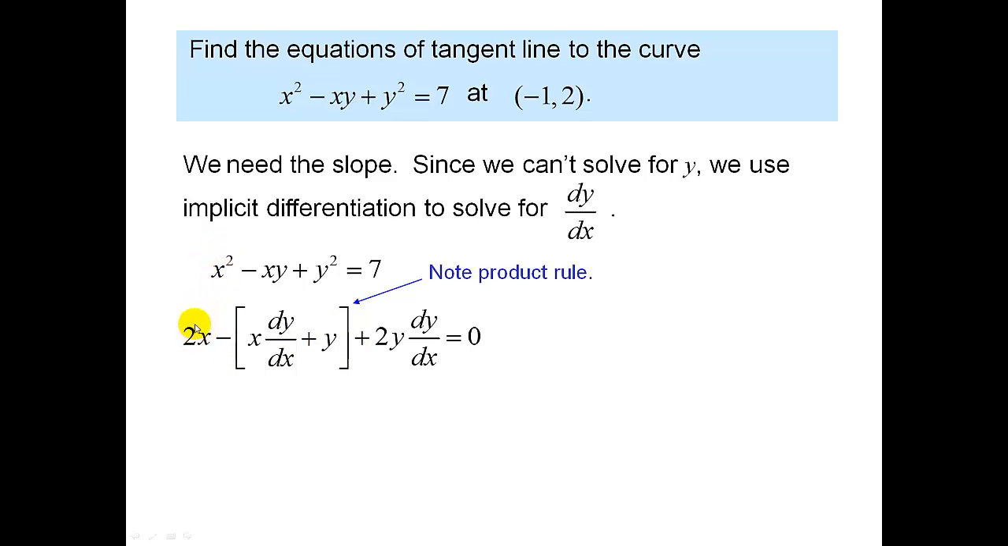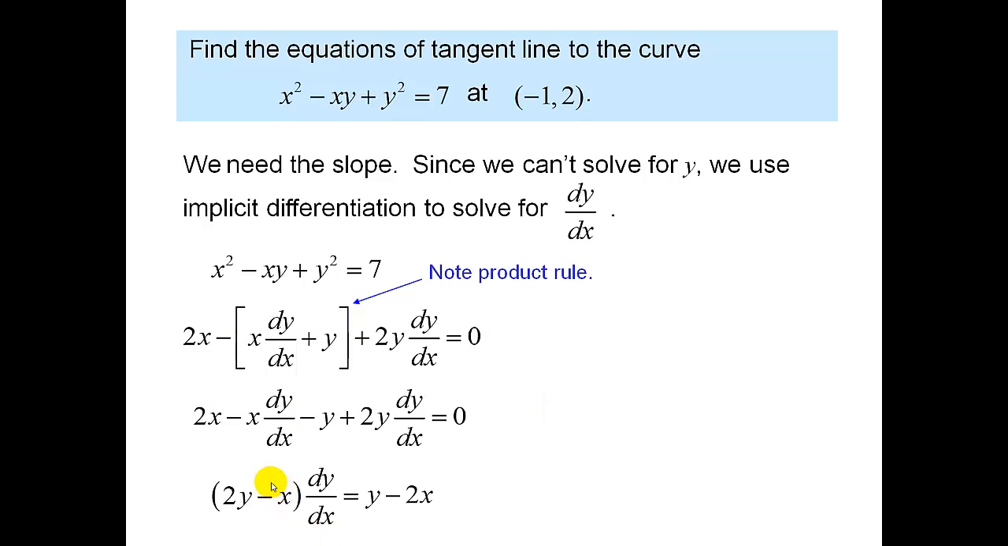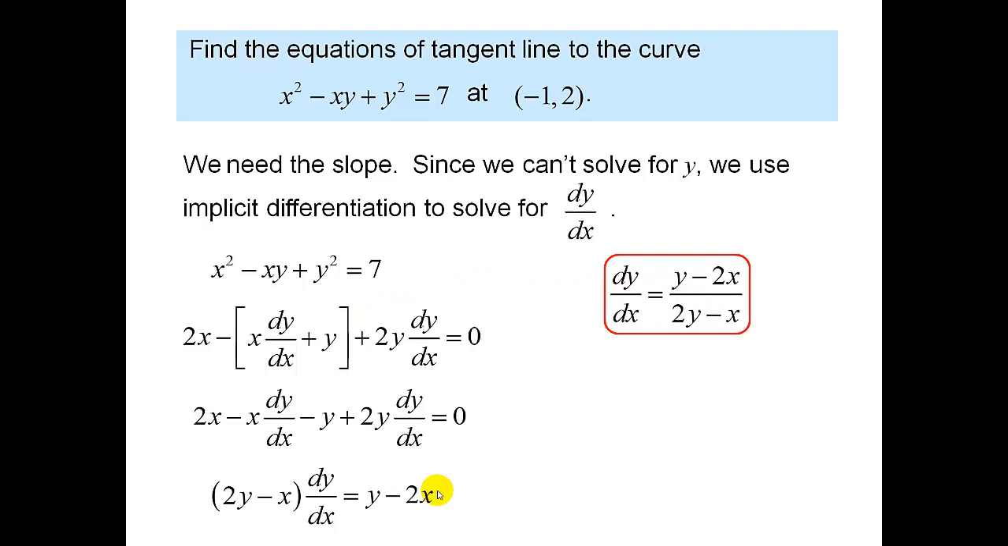Derivative of x squared is 2x. The derivative of xy is this combination from the product rule. And the derivative of y squared is 2y dy/dx. The derivative of 7 is 0. Go ahead and distribute that negative term. And then we're going to factor out the dy/dx from each of the terms that it's in, and move the non-dy/dx terms to the other side. When we do that, we get dy/dx equals y minus 2x over 2y minus x.